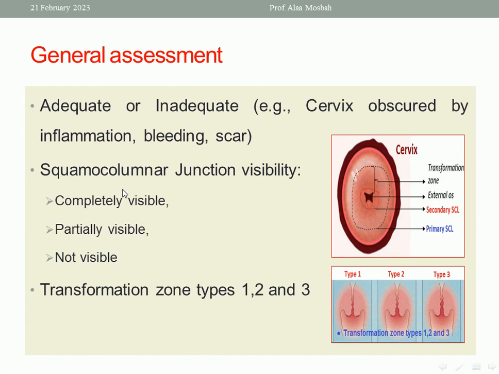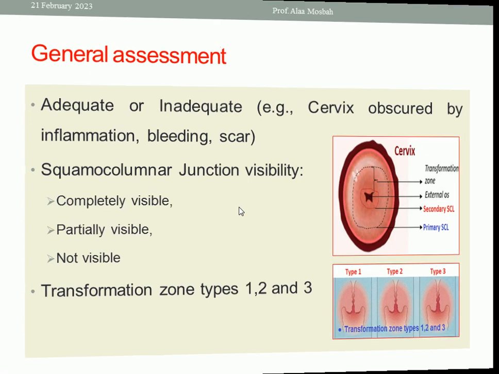What about the squamocolumnar junction? Is it visible or not? What is the squamocolumnar junction? This red line, the area between the pink stratified squamous epithelium and the red columnar epithelium, is called the squamocolumnar junction. You should mention completely visible, partially visible, or not visible. Okay? Then go to the transformation zone. Which type? Type 1, 2, or 3?